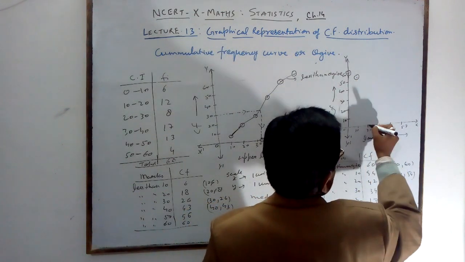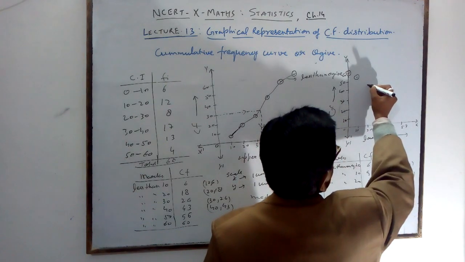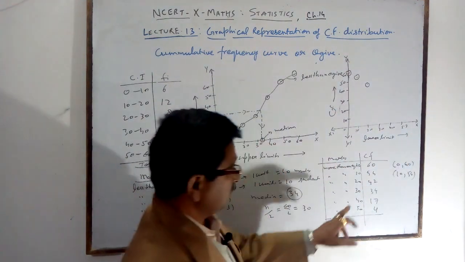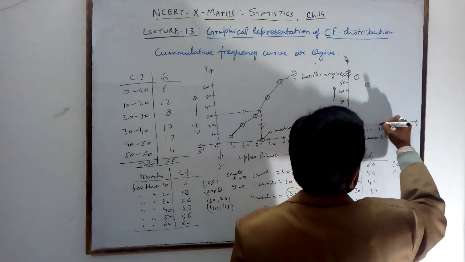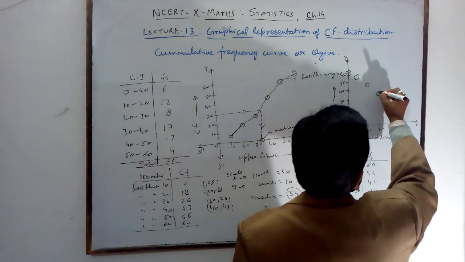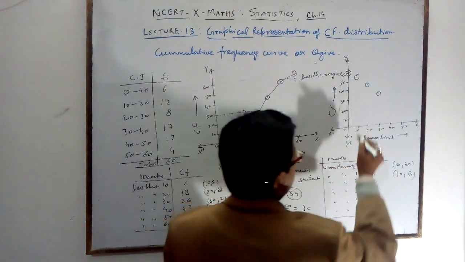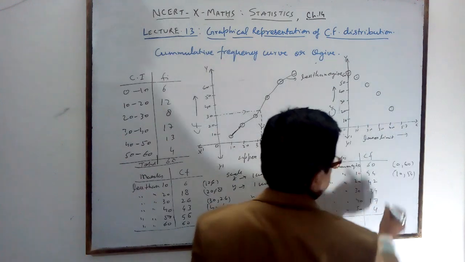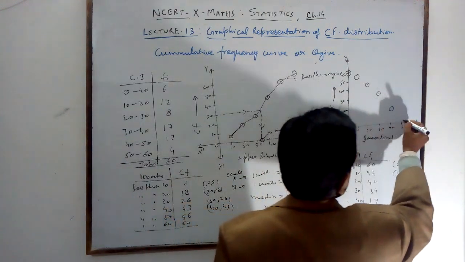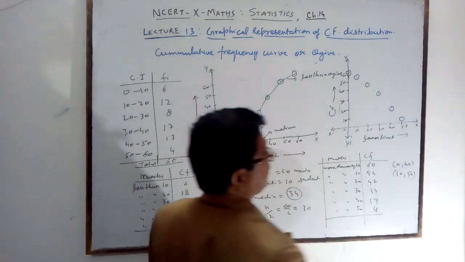20, comma 42, in front of the 20 we will see 20, comma 42. Then 30, comma 34. From here we will go, and then 40, comma 17, and 50, comma 4. Very near. So you are getting these points.